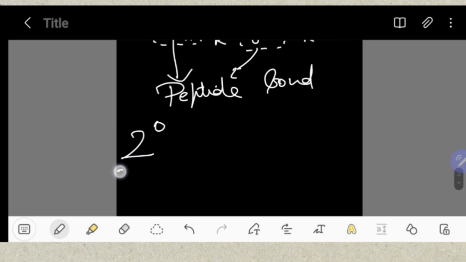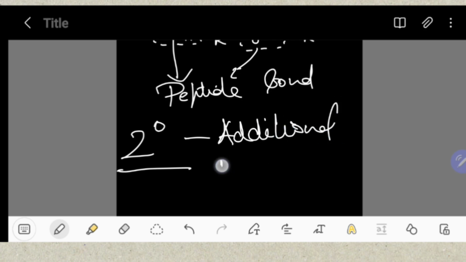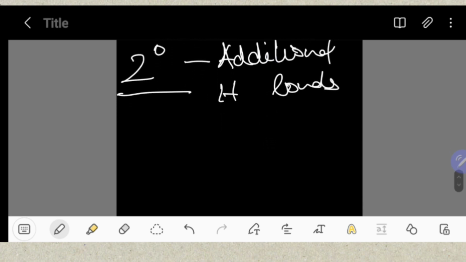Next you have secondary structure, isn't it? Secondary structure means it is more stable than the primary structure due to the presence of additional hydrogen bonds. You can see additional hydrogen bonds here. There are two types of this. These are formed between oxygen and hydrogen. We know hydrogen bonds are formed between oxygen and hydrogen. Two types can be seen, alpha helix and beta pleated.